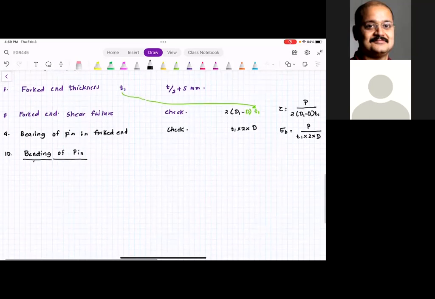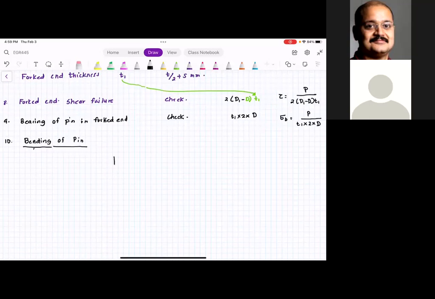However, if you look at the loading pattern, and I will show it to you again, if you look at the way this joint is loaded, you have the pin over here. This pin, on one side, we have this eye end. And on the other side, we have this fork end.